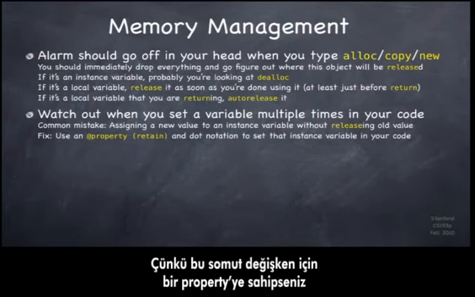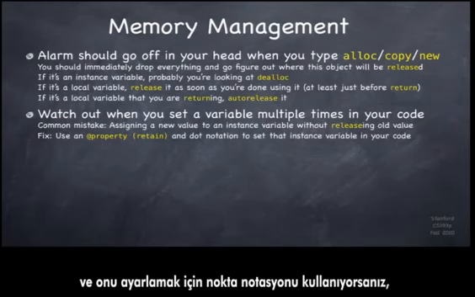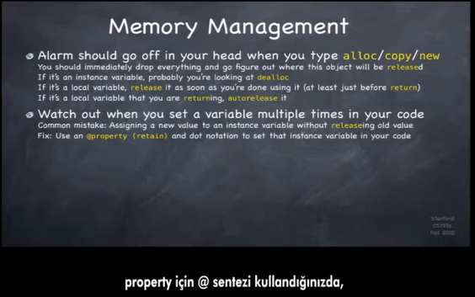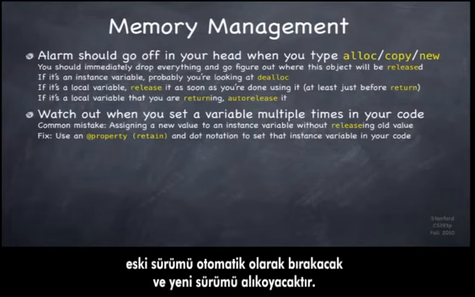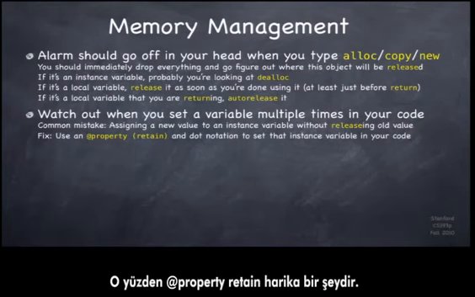The best way to fix this mistake or to make this not happen is to use @property retain. Because if you have a property for that instance variable and you use dot notation to set it, when you do the @synthesize for the property, it'll automatically release the old version and retain the new version. So that's a great thing about @property retain.